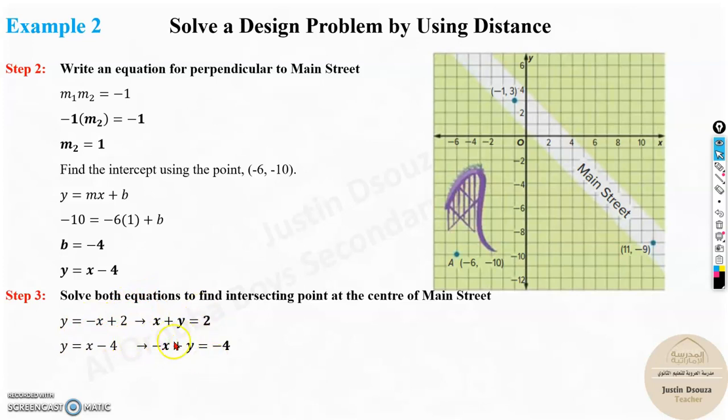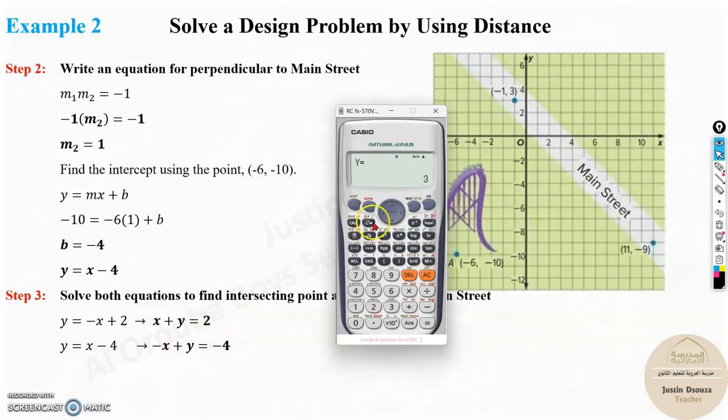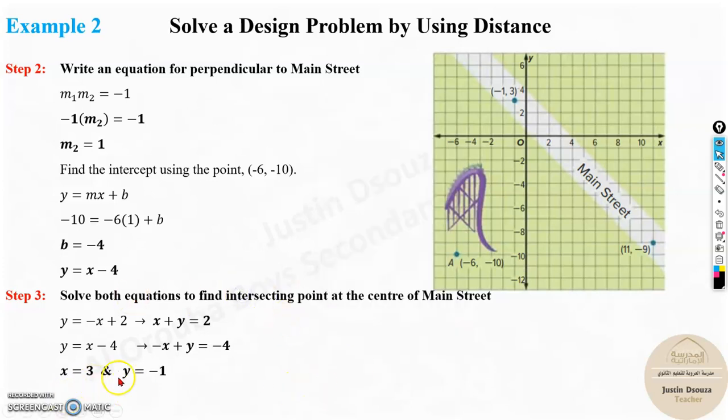Now you can use your calculator and solve it. Look at the first equation, second equation. Just write x and y together and then plug in the values of the coefficients. And over here it is minus 1, 1 and minus 4. You will get the intersection point 3 and minus 1. X is 3, y is minus 1. We got the same answers.